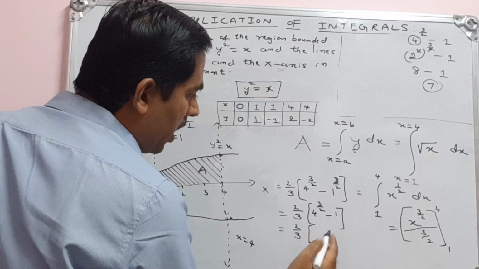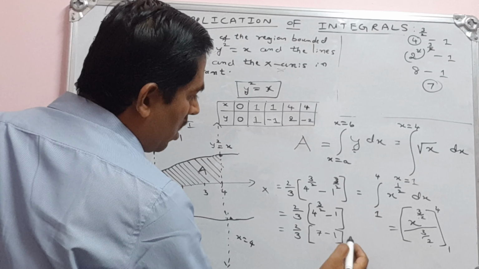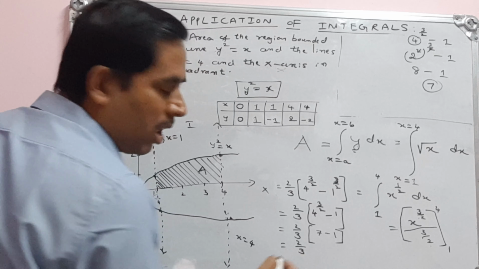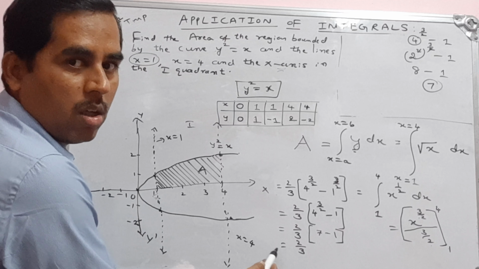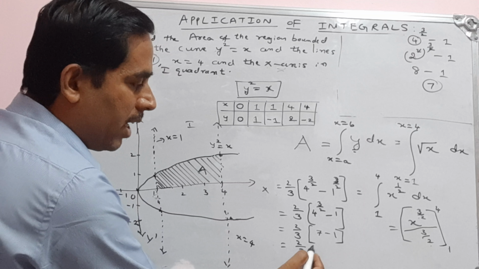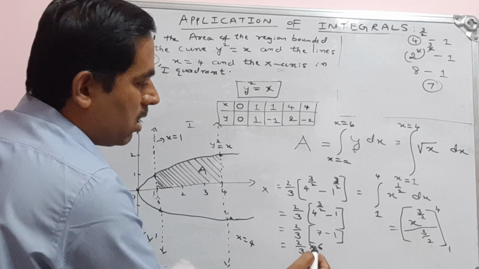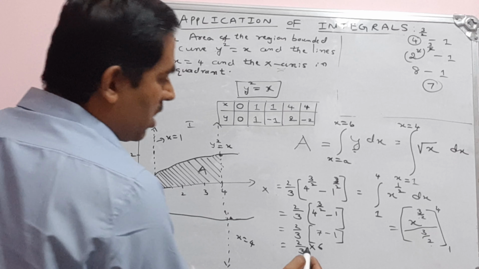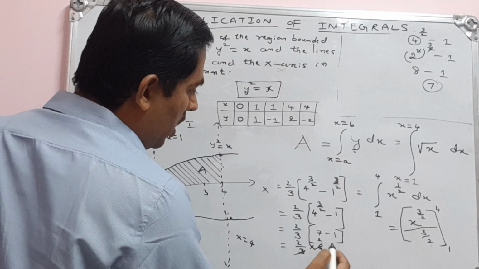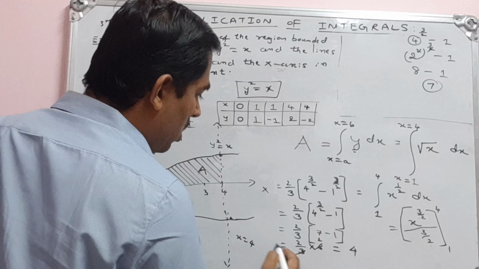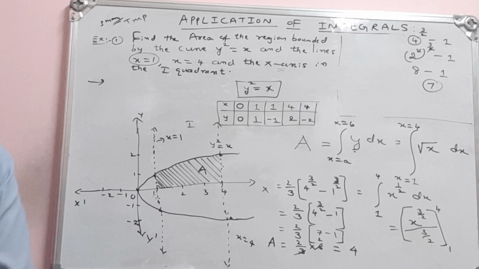Okay, I will write it directly here. So 7 minus 1. So that is 2 by 3, 2 by 3 into the 7 minus 1. 7 minus 1 is what? 6. 2 by 3 into 6. So I can cancel this, 3 ones are 3, 3 twos are 6. So 2 twos are 4, that is the area. So we have calculated the area.